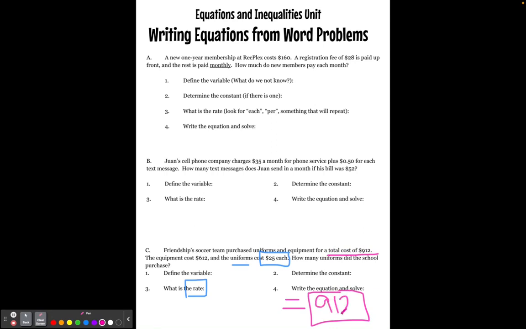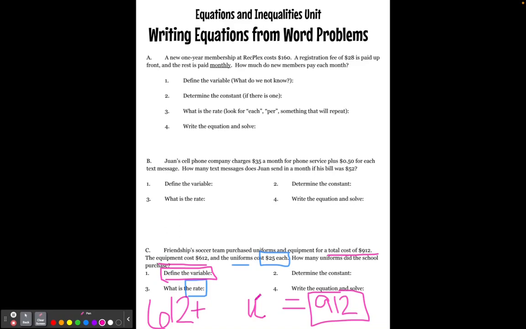The total cost is $912. Okay. How did they come up with that total? Well, they bought some equipment for $612, right? $612 flat rate, right? Here's your cost of your equipment. Then you have a certain unknown amount of uniforms, right? That's what we're trying to figure out. How many uniforms did they purchase? We don't know. So that's going to be our variable. What variable could we use for uniforms? A U? That's brilliant. Okay, so my unknown amount of uniforms is going to be U.